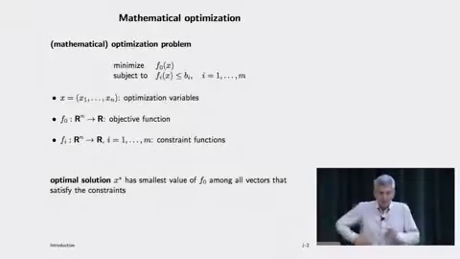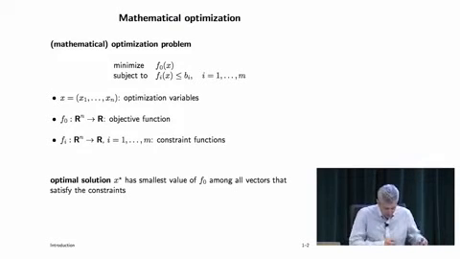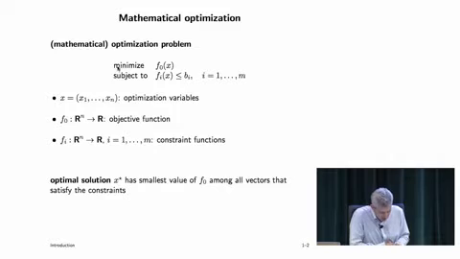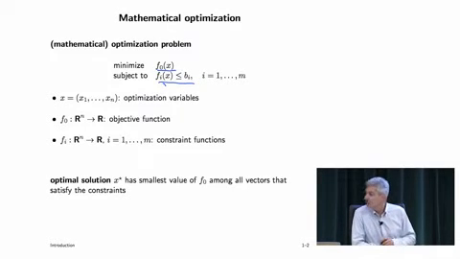Okay, mathematical optimization. Well, an optimization problem. The notation is this: you minimize a function, an objective function, subject to some constraints like that. By the way, there are many other notations for this.